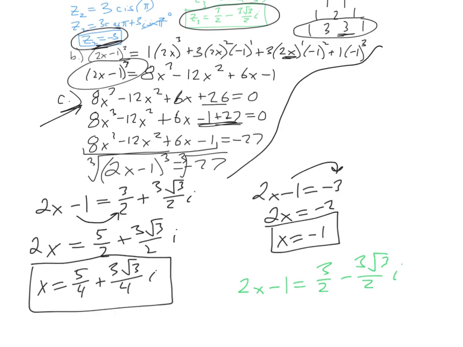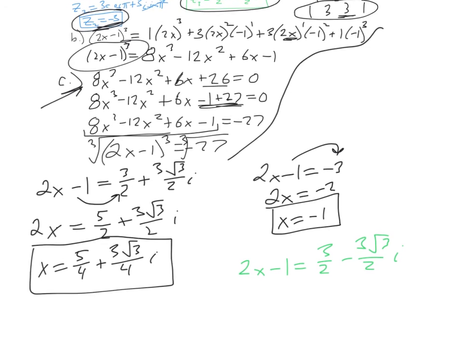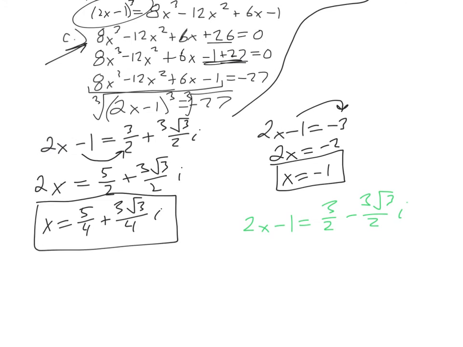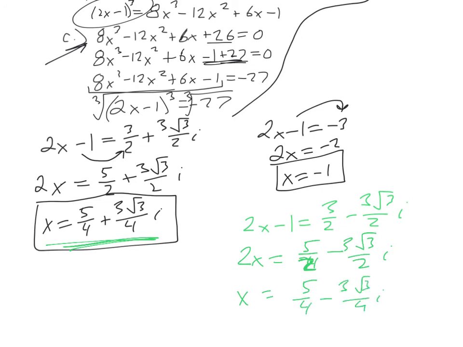Okay, yay. And then for this final one, this last green one, I'm following the same steps that I did over here. So first adding the 1, this will get me 5 halves minus 3 root 3 over 2 i, and then when I divide by 2, I'll get 5 fourths minus 3 root 3 over 4 i.